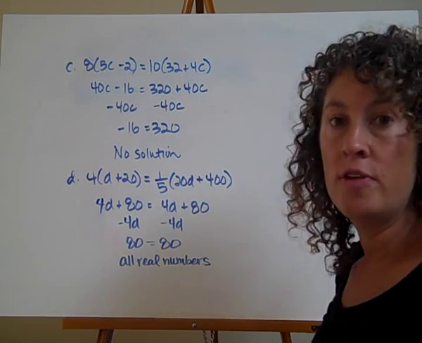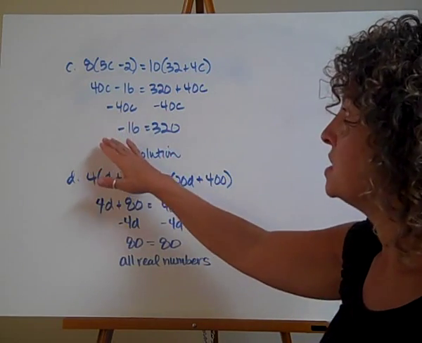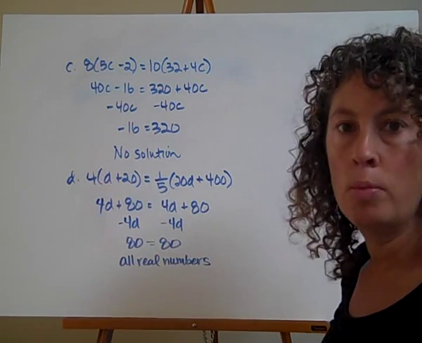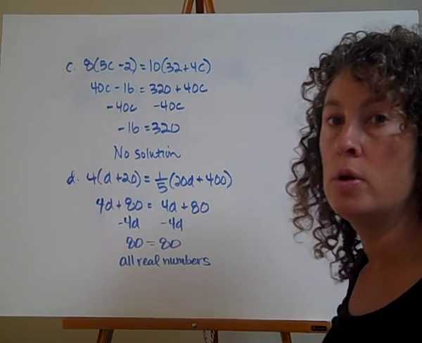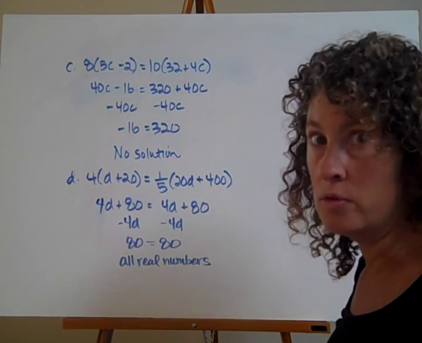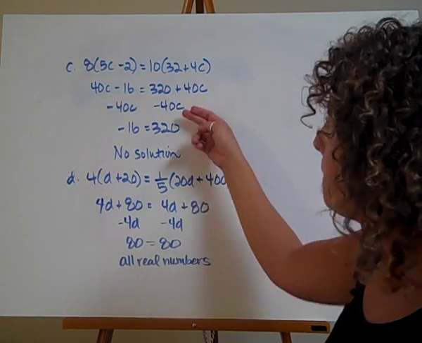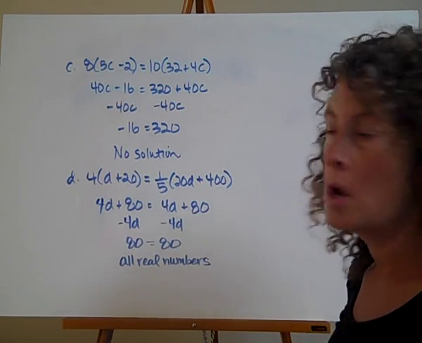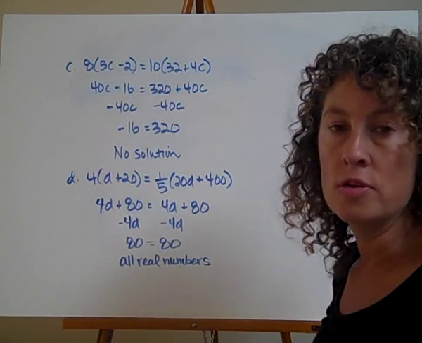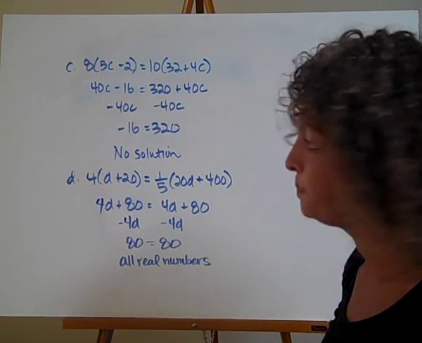So again, I try to get all my variables on the same side. I subtract 40c, and you'll notice what happens is the variable vanishes. Please do not use a special solution until you've seen that variable completely vanish with legal moves. Then you'll know you're at a special solution. So since I have two sides that are not equal to each other, I know that I have no solution here. There's no value that I can put in here for c to make this equation true.